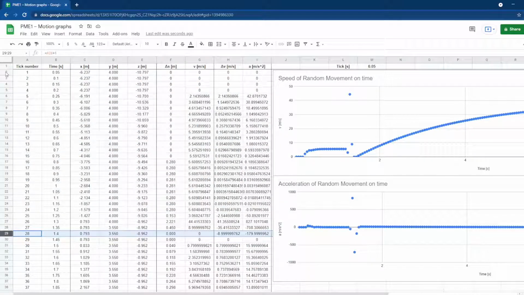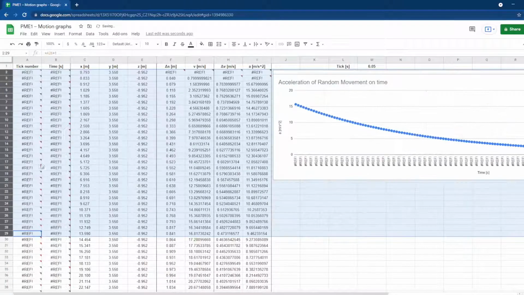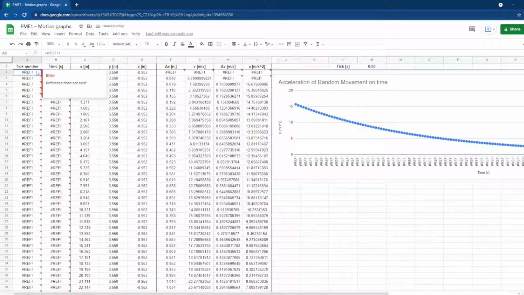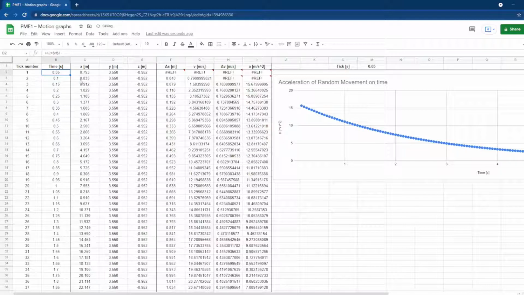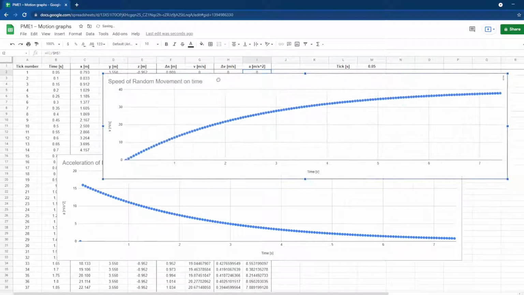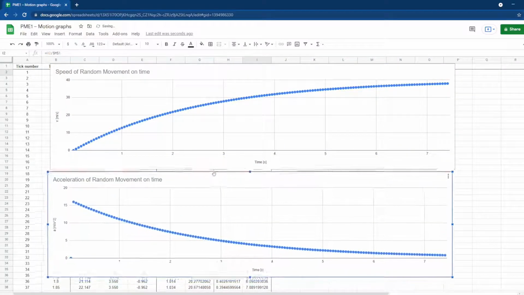So let's remove it. We will get a couple of errors. First off, the tick number doesn't make sense because there's not a reference cell. That's because this one is supposed to be the reference cell. Again, delta S is calculated as the difference of the coordinates in one tick and the ones before, but there is no before tick. So this one has to be 0, and the same applies for velocity. Now we can put the two graphs back and take a look again.